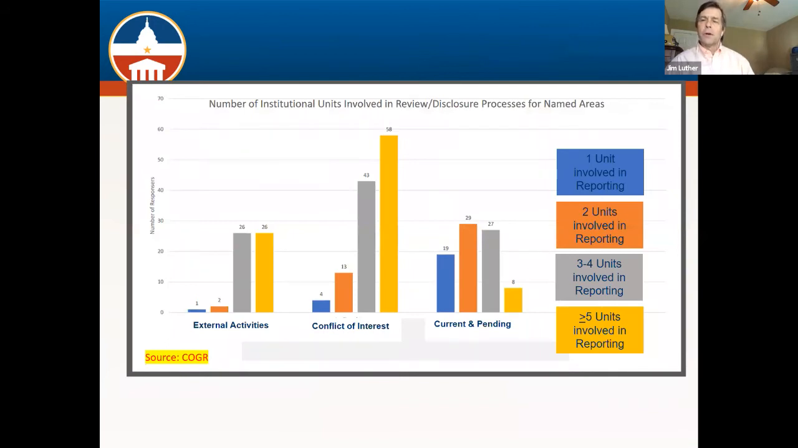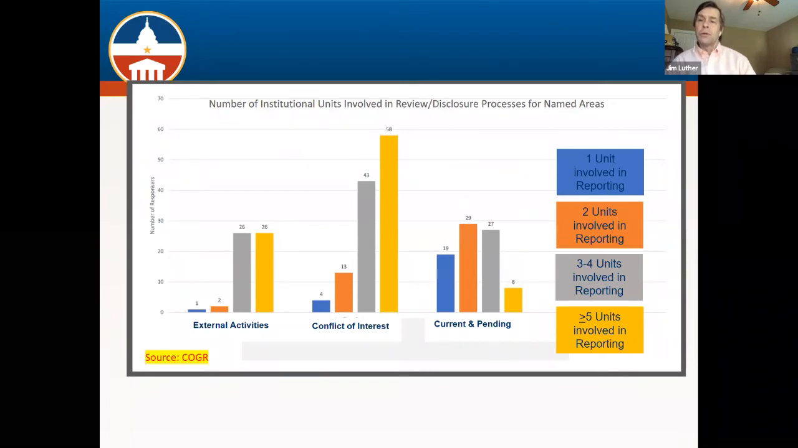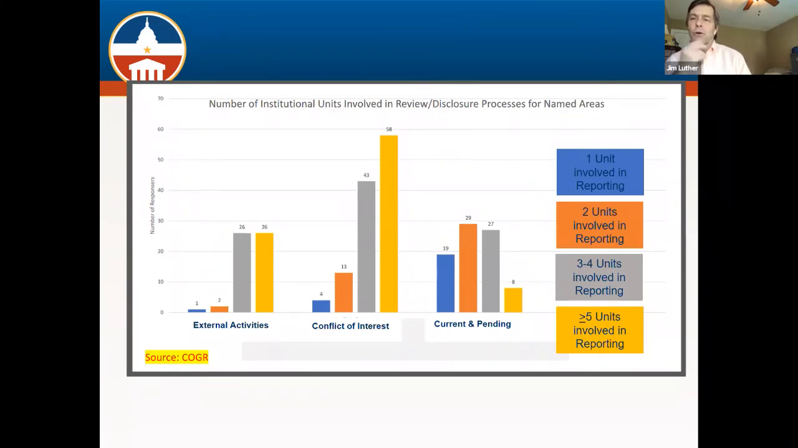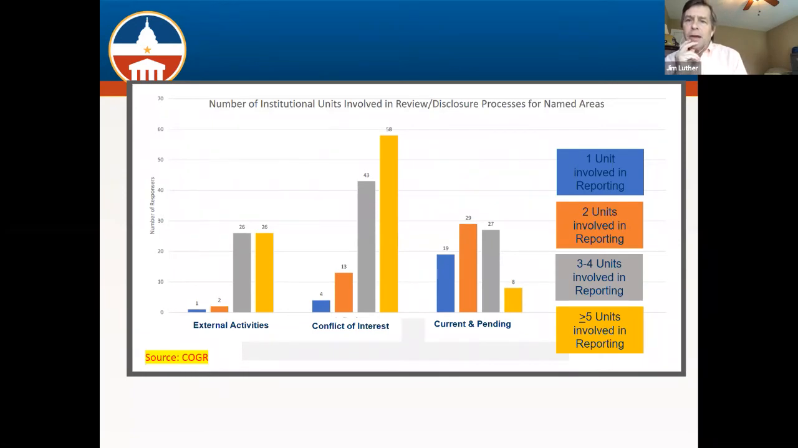And then this is an excerpt from a COGR document that COGR put out in the last couple of months. You don't really need to understand the details of it. This was used to tell the story to our federal partners of how diverse, complex, and broad some of these data elements are. So if you look at those yellow bars, for each of the areas, external activities, conflict of interest, and current and pending, the yellow bars are the number of institutions that have 5 or more units involved in the reporting. So again, in that middle one, conflict of interest, of those surveyed, 58 of the total group had at least 5 offices involved in collecting, reviewing, implementing, and managing conflict of interest.